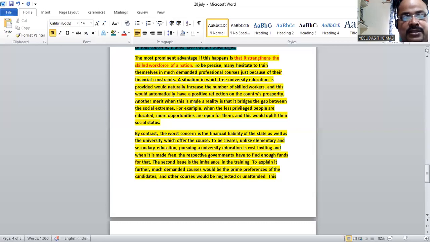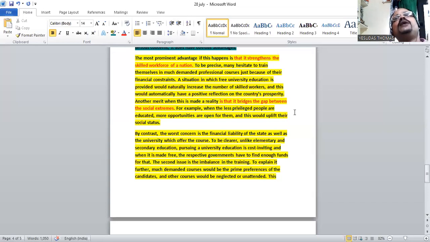Another merit when this is made a reality is that it bridges the gap between the social extremes. It bridges the gap between the poor and the rich. So we do have social inequalities there based on the economic factor, based on the educational status. So what we have is that when the poor, more number of underprivileged or less privileged people are educated, it gradually bridges the gap.